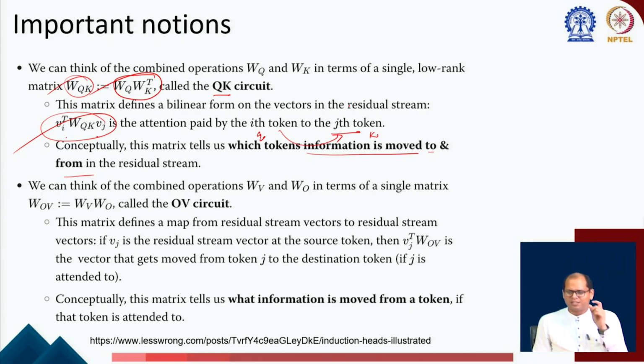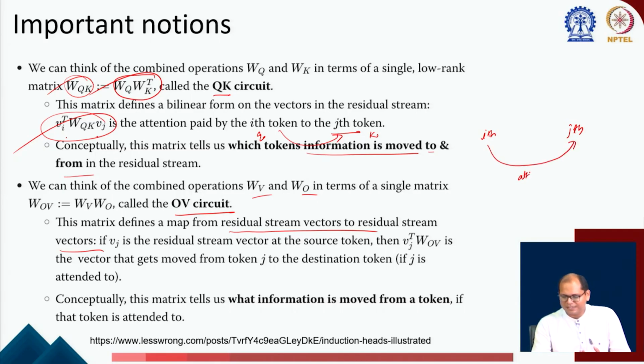Similarly, the other two matrices, the WV matrix and WO matrix, you can combine them and call them the OV circuit. Here you are defining a mapping from residual stream vectors to other residual stream vectors. So, what is the mapping? The ith token paid attention to the jth token. Now, you will take the value for the jth one, multiply it with the WO matrix and write it back to the ith token. So, you can have a mapping.